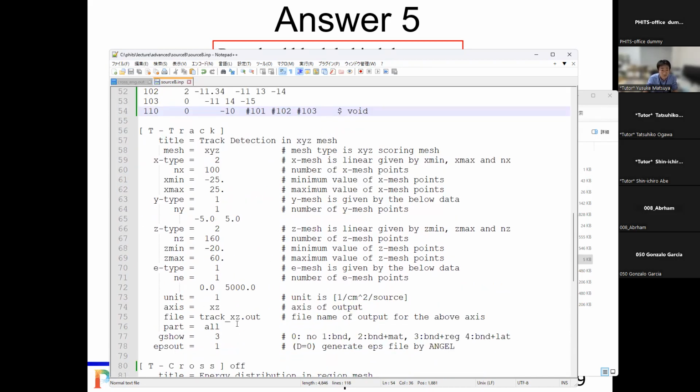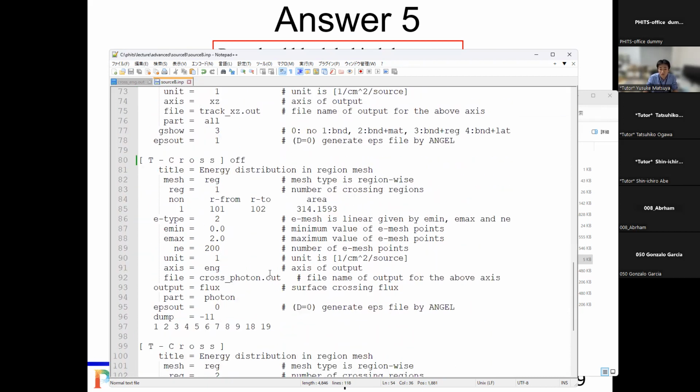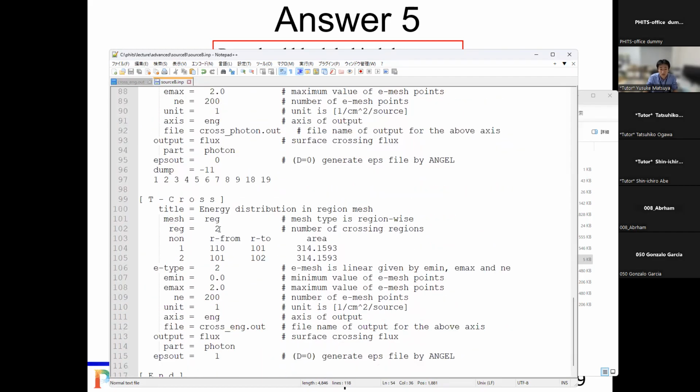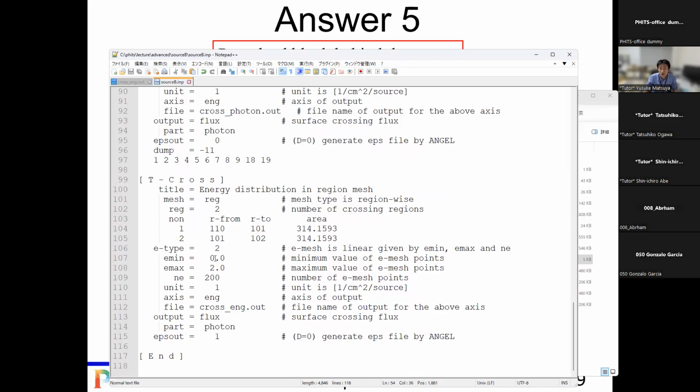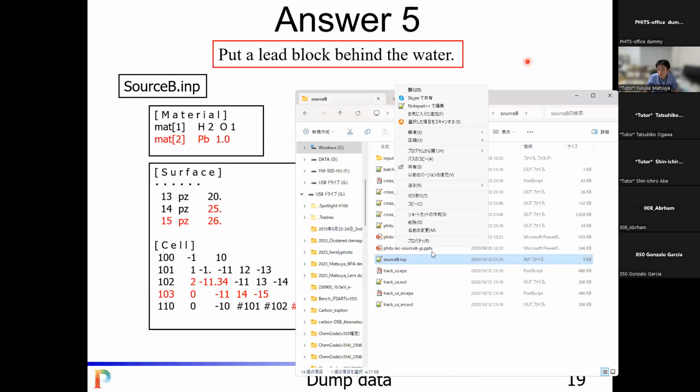And fourth, to add one condition to count the number of photons moving from the cell 102 to 103, and to set its area to be 5 times 10 square in centimeters square. So adding the new condition from 102 and 103. That's all. Okay, let's execute the fits.